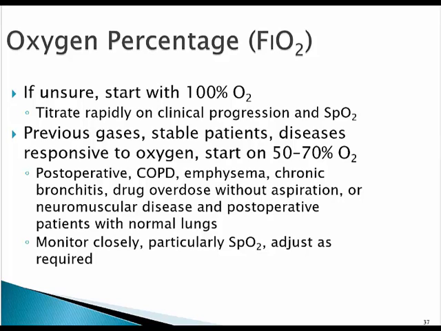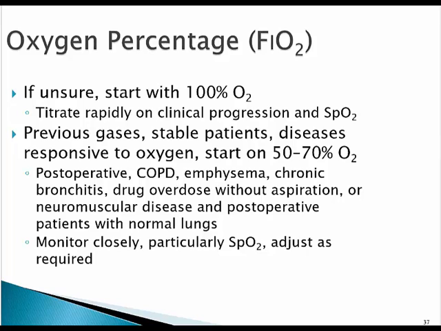Previous blood gases, stable patients, diseases, response to oxygen, start on 50 to 70% oxygen. The postoperative or COPD, emphysema, chronic bronchitis, drug overdose without aspiration, or neuromuscular diseases and postoperative patients with normal lungs. Monitor closely, particularly the saturation, and adjust as required. So again, depending on the saturation, and if you have a titrate order, according to a specific saturation, then you have the freedom to adjust that up and down.